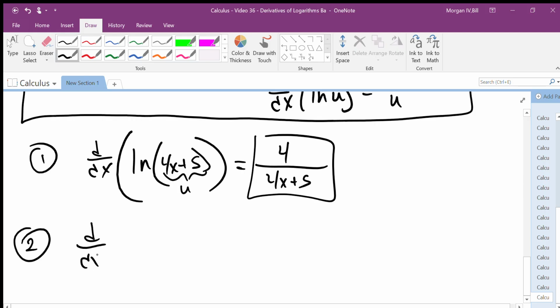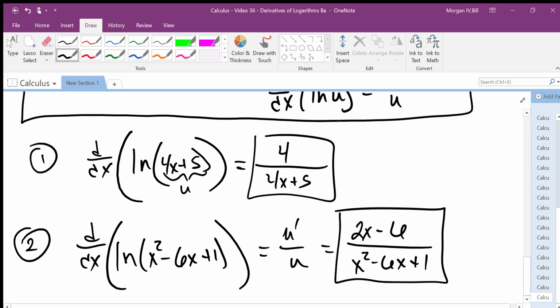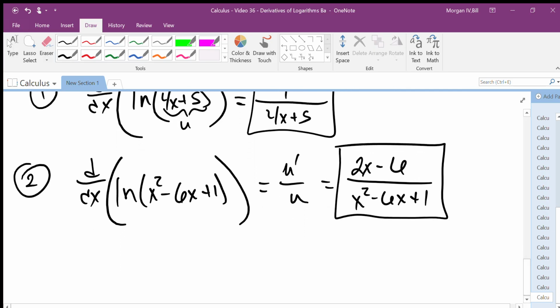All right, number 2. What is the derivative of the natural log of x squared minus 6x plus 1? Again, we're thinking u prime over u here. The derivative of x squared minus 6x plus 1 is 2x minus 6 over u, which is x squared minus 6x plus 1. The numerator will both divide by 2, but not every term in the denominator will. I think that's going to be it as an answer. 2x minus 6 over x squared minus 6x plus 1. U prime over u.